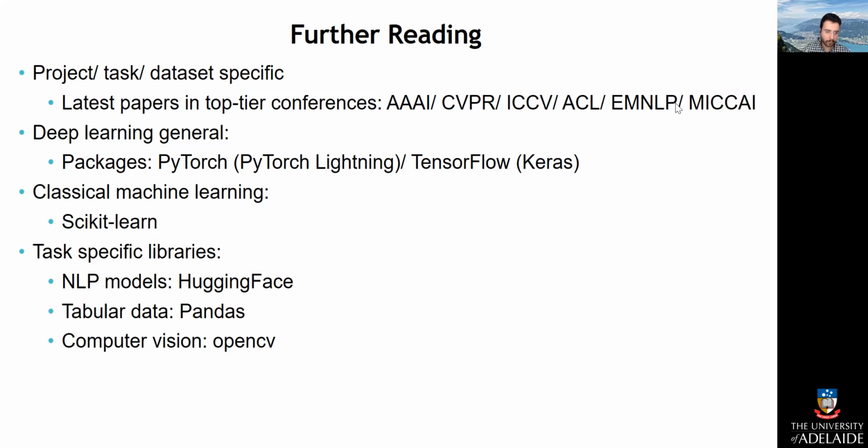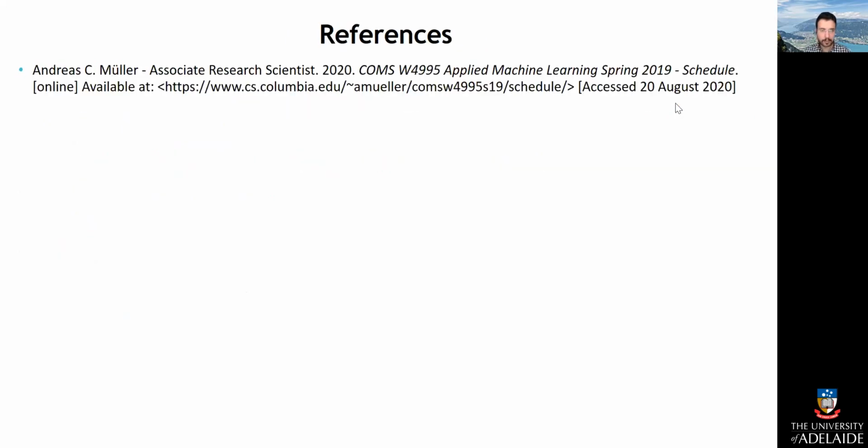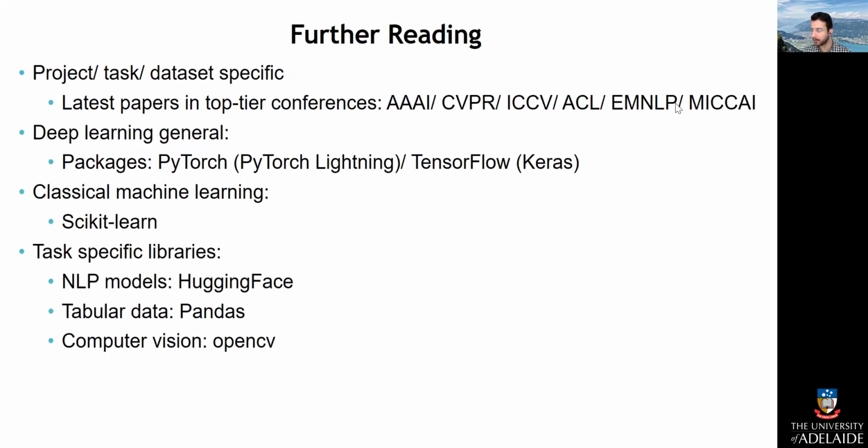And then I've tried to put some specific libraries. For example, if you're doing NLP, big models like GPT, BERT, all those kinds of things, Hugging Face is a very good library. For dealing with tabular data, Pandas is a very good library that gives you a lot of good functionalities. And OpenCV if you're doing some simple geometric and computer vision tasks. So I think that's all I had to present.